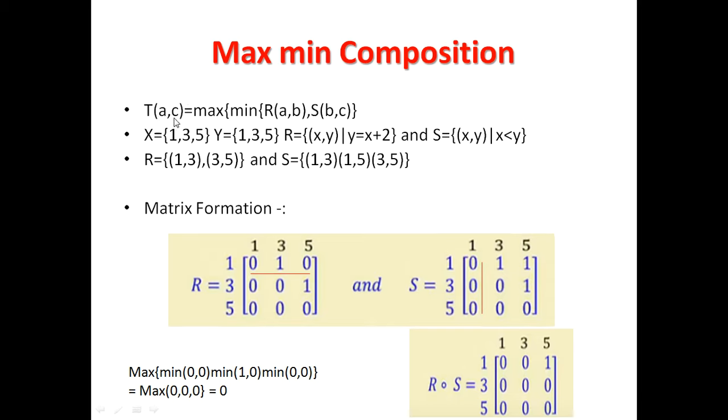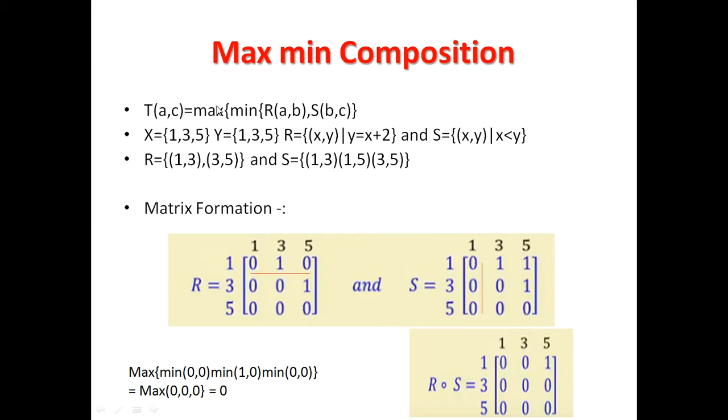If you want to calculate T of A and C, what we get is max and then min of R(A, B) comma S(B, C). So we take the minimum of the relational value of this, as well as the minimum of the relational value of this, and then we find the maximum of those.